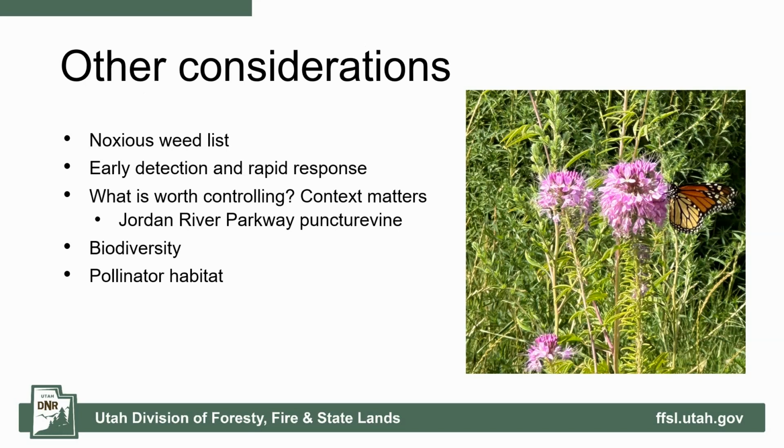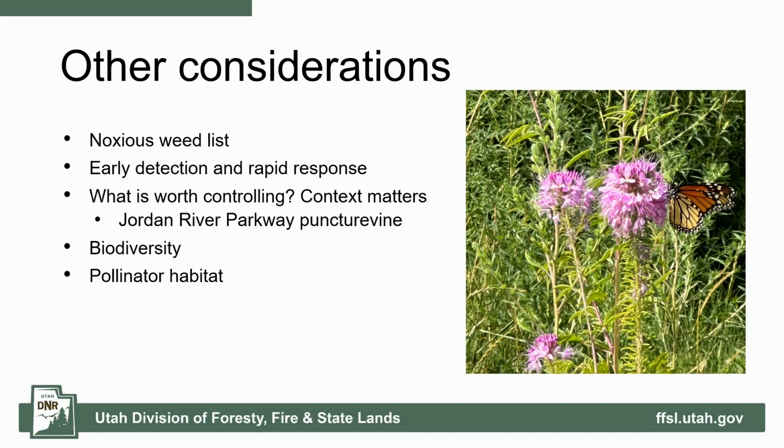And it's important to specifically point out early detection and rapid response species. So those are species that we do not have yet, or we only have them in small populations. And the best move there is prevention and keeping these species from becoming a problem. So we're trying our best to keep our eye on any of those species moving in. And in general, I think it's important for us to constantly be thinking about what is worth controlling. And for this, context really matters.